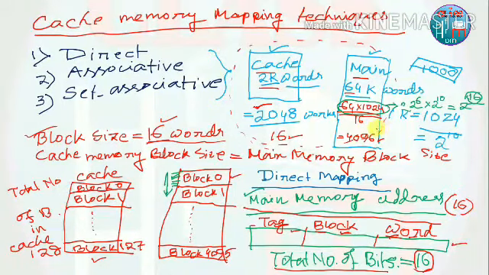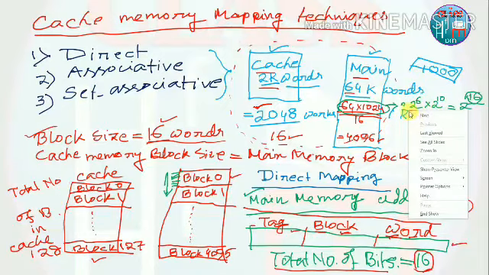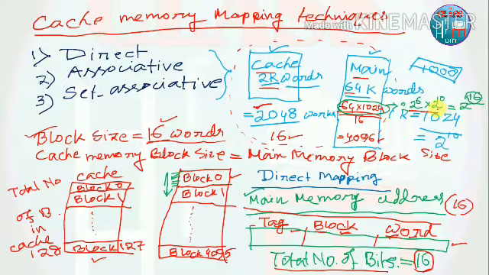That means you have to find the total number of words in the main memory, then you will do the calculations, and then you can find out the total number of bits. Now at first we will find out the size of the word. Clear? Let's see how we can find out the size of the word.